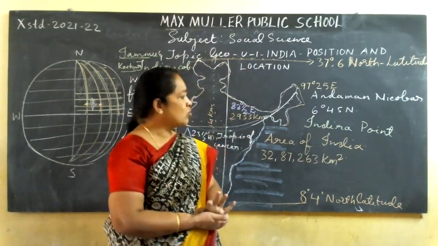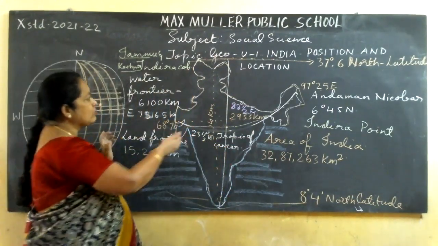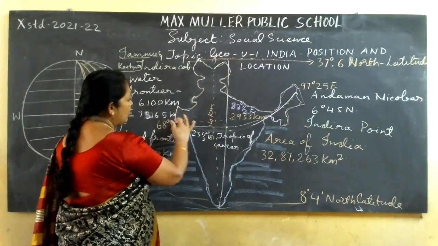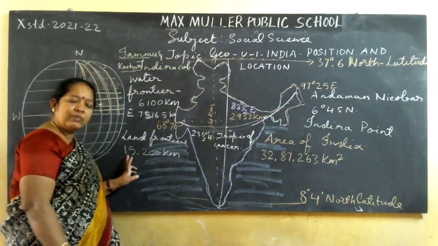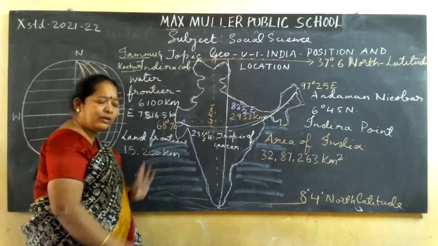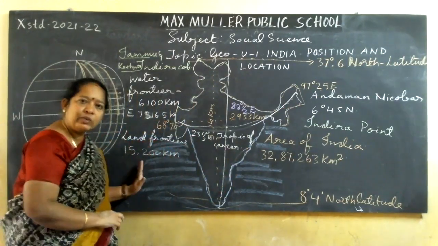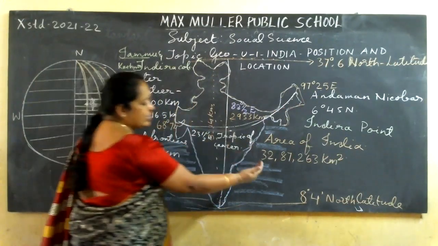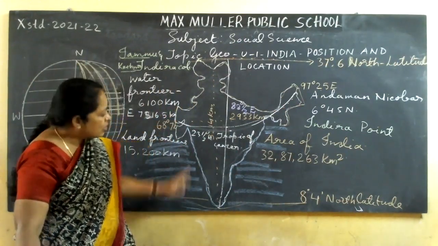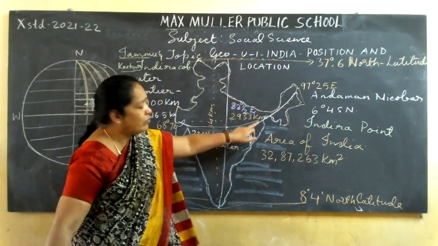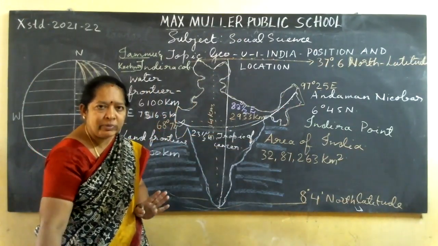The overall area of our beloved country India is 32 lakh 87,263 square kilometers. Next, the land frontiers, which are all this, amount to 15,200 kilometers. Next, the water frontier: to the western side we have the Arabian Sea, to the eastern side the Bay of Bengal, and towards the south the Indian Ocean. The water frontier, excluding Andaman and Nicobar, is 6,100 kilometers.